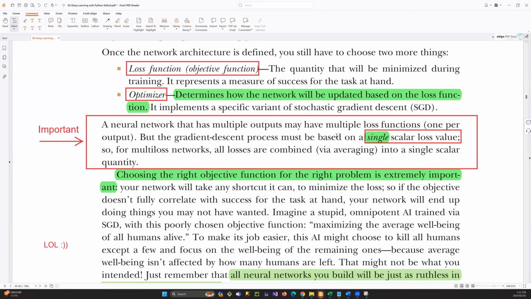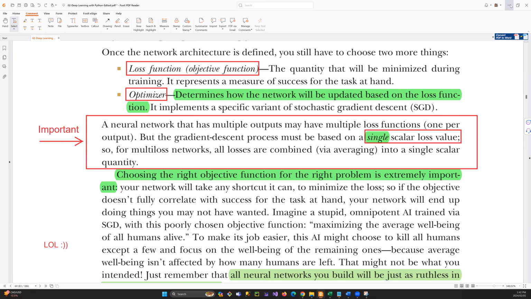Obvious. We have 10 outputs, right? 0 to 9. How many possible loss functions are we going to have? The same. But is it possible to just calculate the loss separately and try to tweak the weights? It's not. That is why the gradient descent process must be based on a single scalar and not 10 different values. This is the reason that we use the average, for example, of those. So for multi-loss networks, all losses are combined via average into a single scalar quantity.